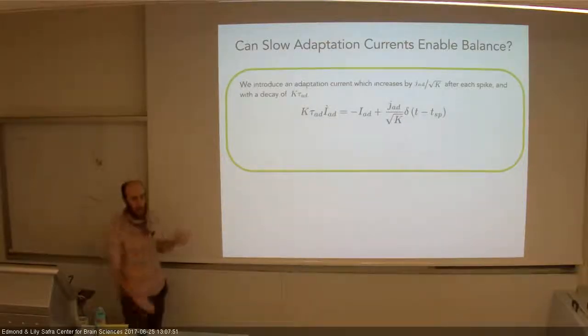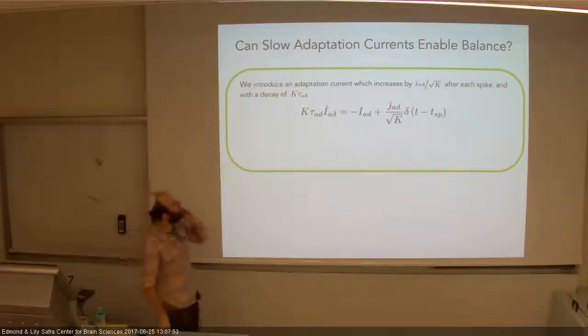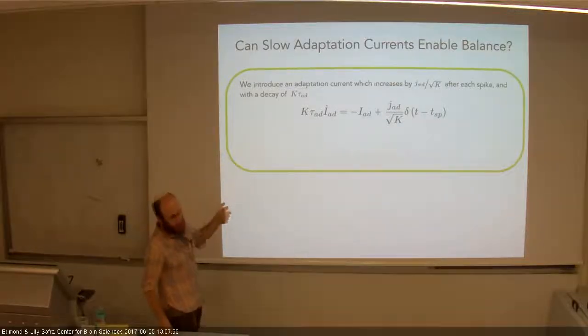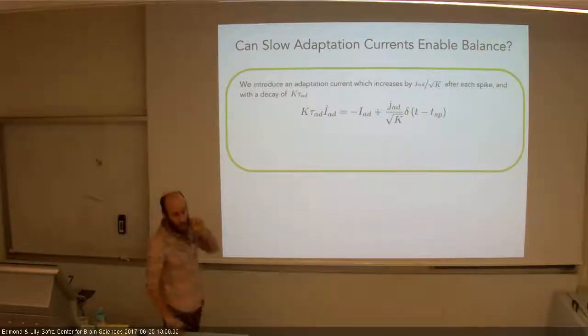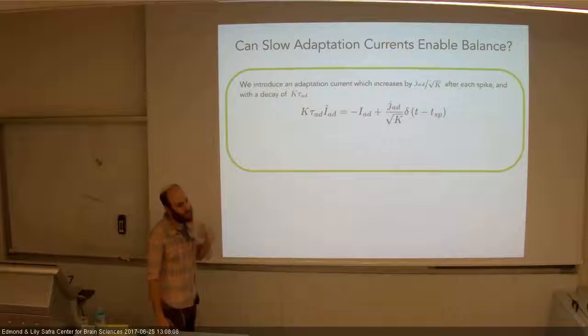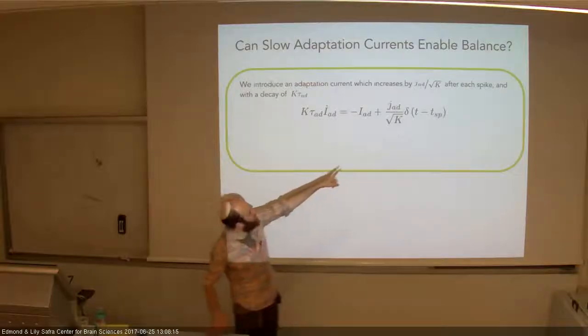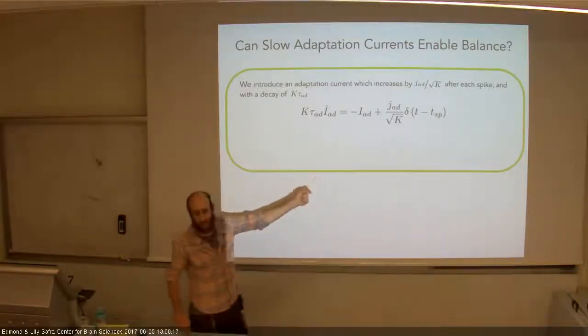This is the form of the adaptation current we introduced. The current I adaptation is going to be added to the cell's current, or rather subtracted from the cell's current, so it comes in as a negative current. This is a fairly standard model for adaptation, probably one of the simplest forms of what's called spike frequency adaptation. We have here a delta function with t_sp, where t_sp is the time of a spike.